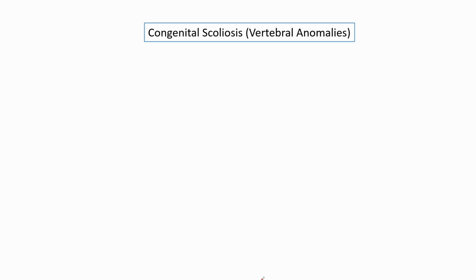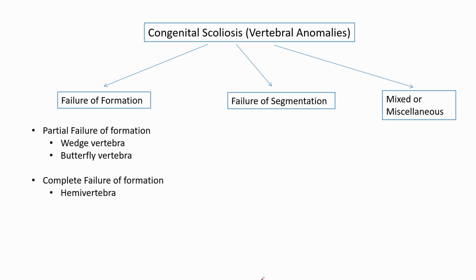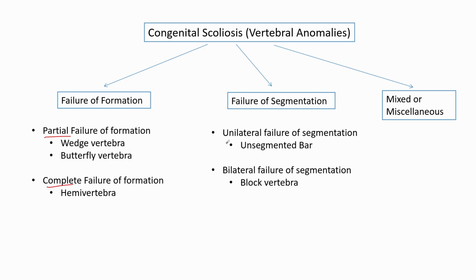Classification of congenital scoliosis or vertebral anomalies. It can be classified into failure of formation, failure of segmentation, and a mixed type which has both the anomalies in the same patient. Failure of formation is further classified into partial failure of formation, which includes wedge and butterfly vertebra, or complete failure of formation, which includes the hemivertebra. Failure of segmentation is further classified into unilateral failure of segmentation, which is the unsegmented bar, and bilateral failure of segmentation, which is called block vertebra.